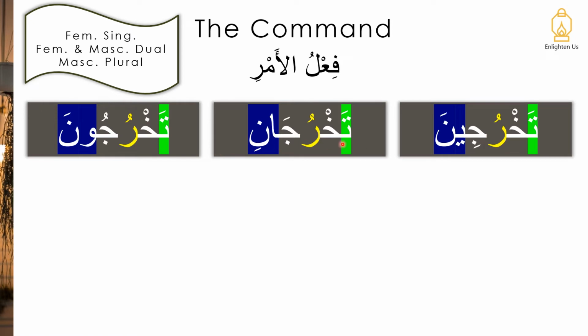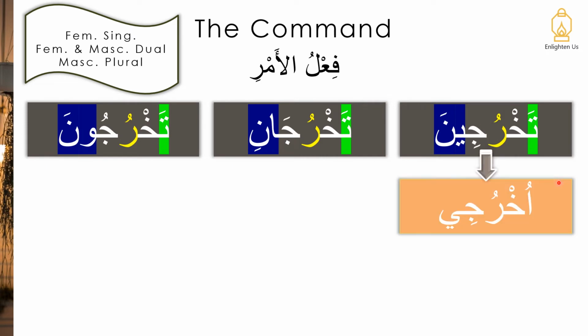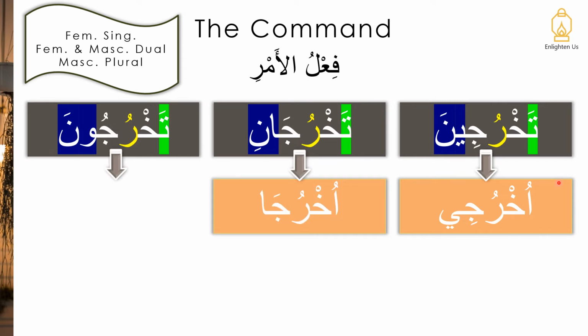تخرجان, this could be two females, or two males, or a female and a male. And تخرجون, this could be a group, so three or more males, or a mix of males and females, but three or more. Well, what if you wanted to give them an instruction to go out? Well, تخرجين would be اخرجي, تخرجان اخرجا, and تخرجون اخرجوا.